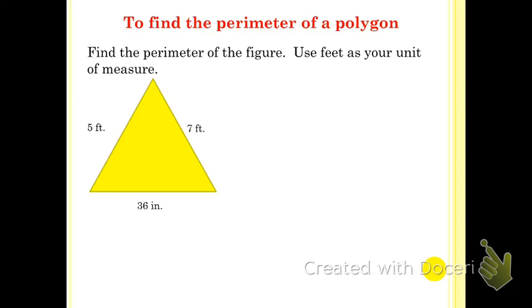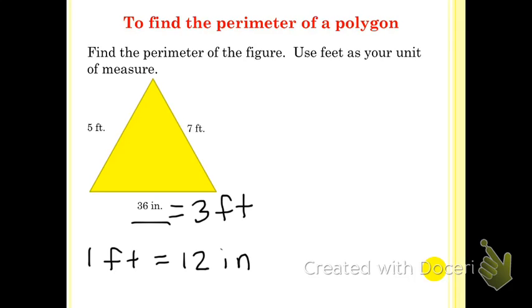Find the perimeter of the figure. Use feet as your unit of measure. Notice 2 sides are given in feet, 5 feet and 7 feet. The 36 inches we need to turn into feet. We know that 1 foot equals 12 inches, which means that 36 inches must equal 3 feet. So 5 feet plus 7 feet plus 3 feet. The perimeter of this triangle is 15 feet.